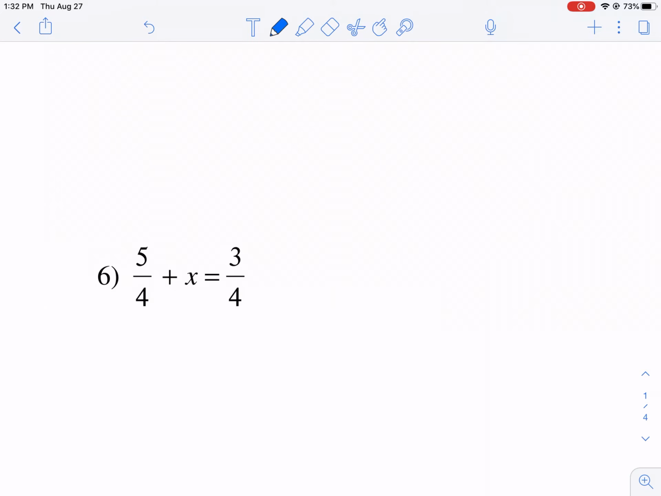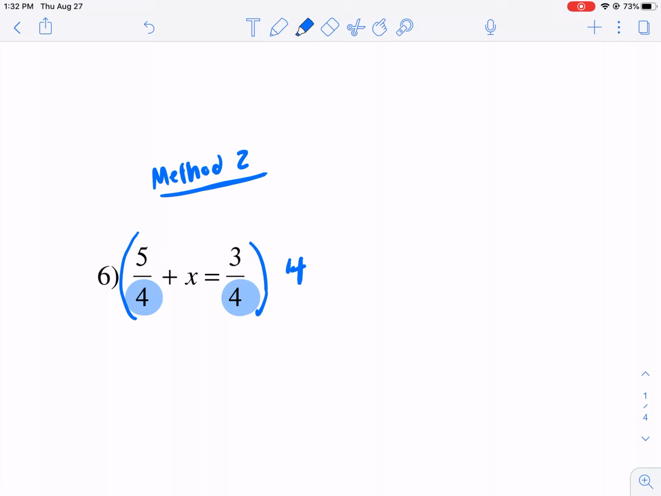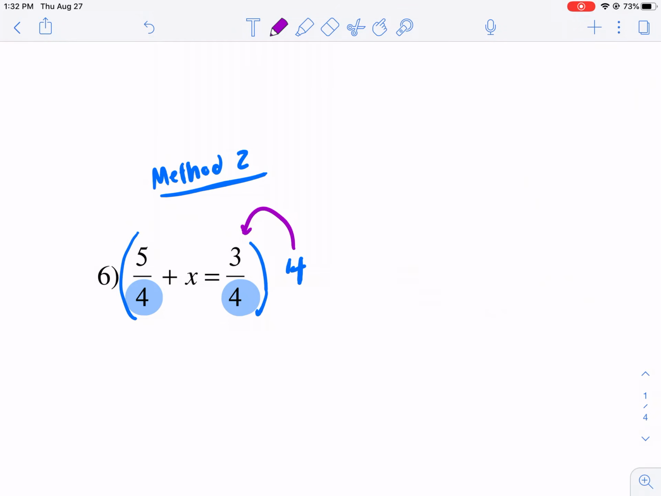Okay, so for number 6, we're going to use method 2. With method 2, you're going to multiply both sides by 4. Why? Because 4 is the denominator of all the fractions. You're looking at any fraction that's in the equation. 4 is the denominator, so what number goes into all the denominators? 4. So now we're going to distribute 4 to every term inside the equation.